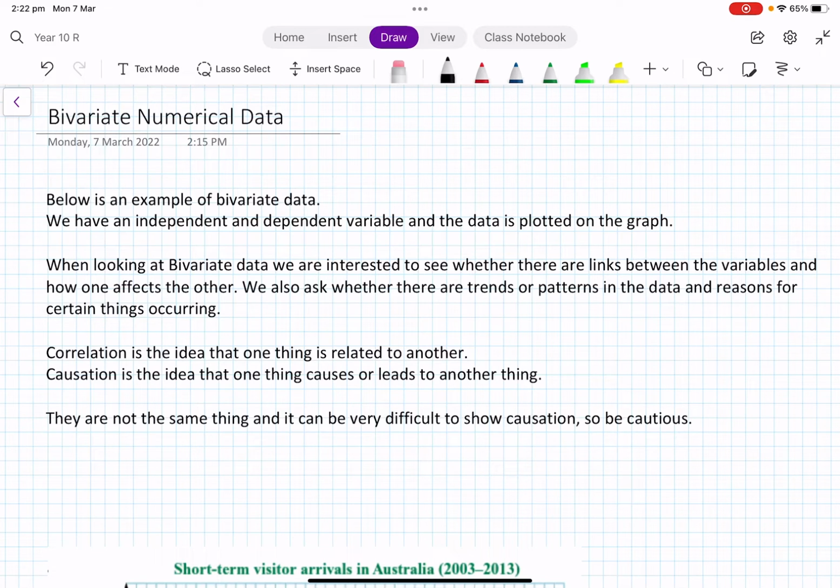I'm away today, so I'm just leaving some work for you to work on. We're starting a new topic, bivariate numerical data, and we're going to just work through what this means.